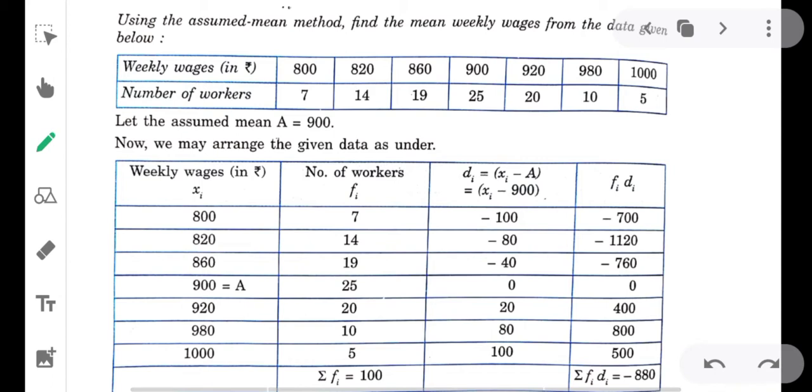Then in the fourth column, find the product of fi and di, the frequency and deviation. The frequency is 7 and the deviation is minus 100, so 7 into minus 100 is minus 700. 14 into minus 80 is minus 1120, and so on. At last, the summation of fi di, the sum of all these, is minus 880. Clear?